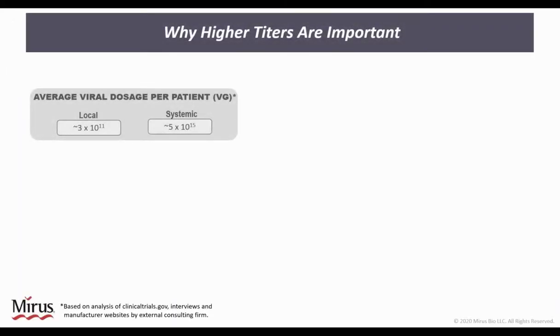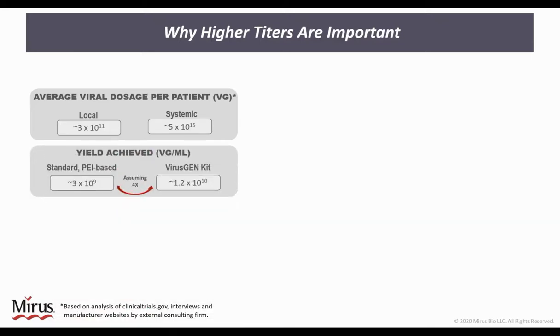If we do the math and translate viral particle requirements to the amount of cell culture required to produce that much virus, it becomes very evident that higher titers are important. So let's do that math. Let's say that a locally administered gene therapy dose requires 3 times 10^11 viral genomes, and a systemic dose requires 5 times 10^15 viral genomes.